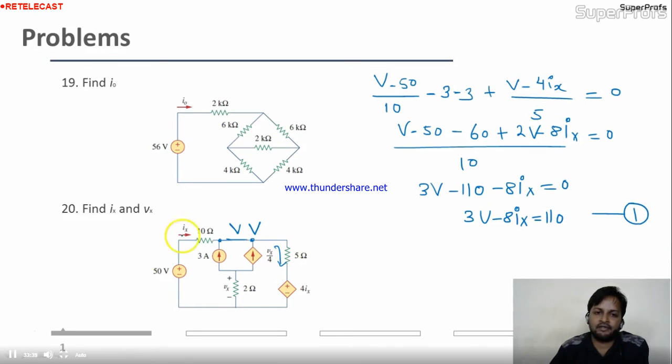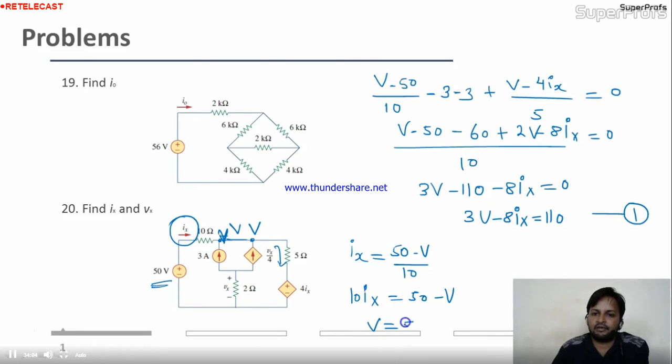We need another equation. So see this Ix. What is the Ix? This (50 minus V) divided by 10, or not? (50 minus V) divided by 10. This is nothing but Ix. Is it okay? So 10Ix equal to 50 minus V. So V equal to 50 minus 10Ix.